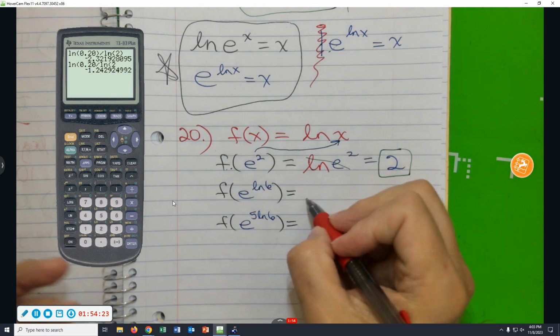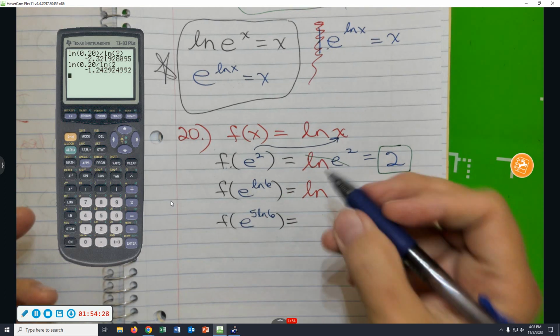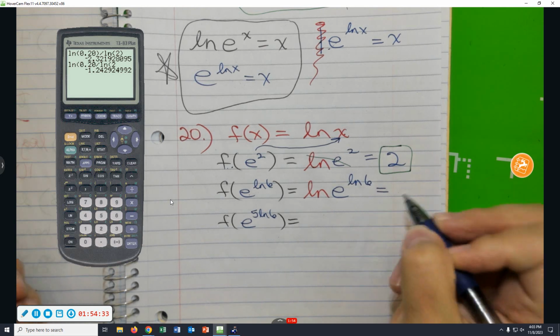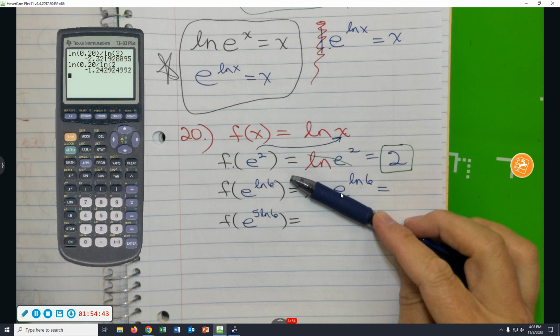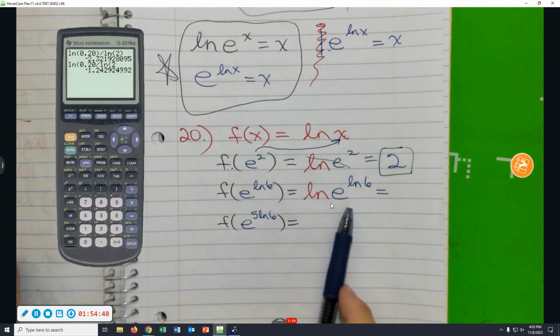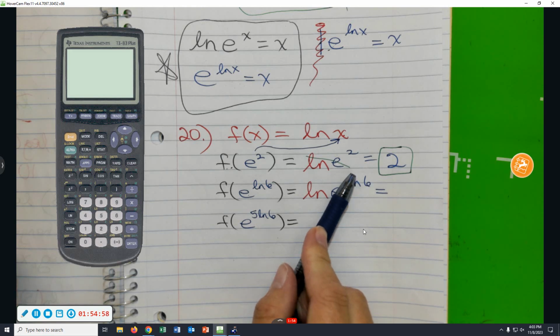The next one, we go up here, we replace the x with e to the ln 6. Now, this one's sort of interesting because it's up to you how you cancel. Look at these marks I'm making here. You could cancel like that, cover those up, so you just have an ln 6 as the answer. Or you can cancel the blue e and the blue ln, and you'd still be left with the ln and a 6. So it's just a matter of how you want to cancel. How do you want to mark it out?